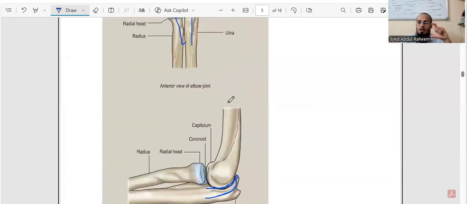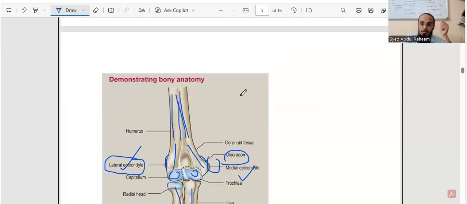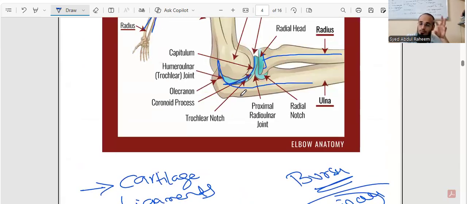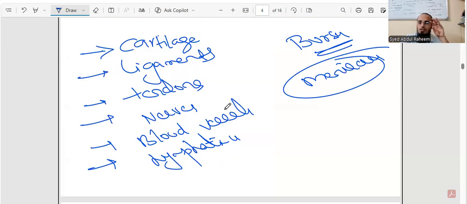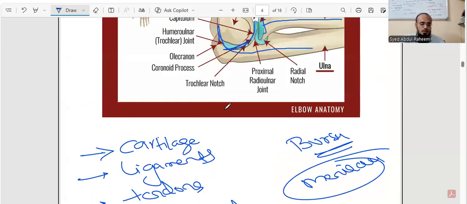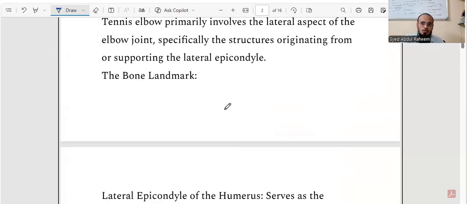So I hope you understood the anatomy of how the joint is forming, what bones are involved, what type of joint it is, and what things are involved to make the elbow joint. I am repeating in Hindi also here.